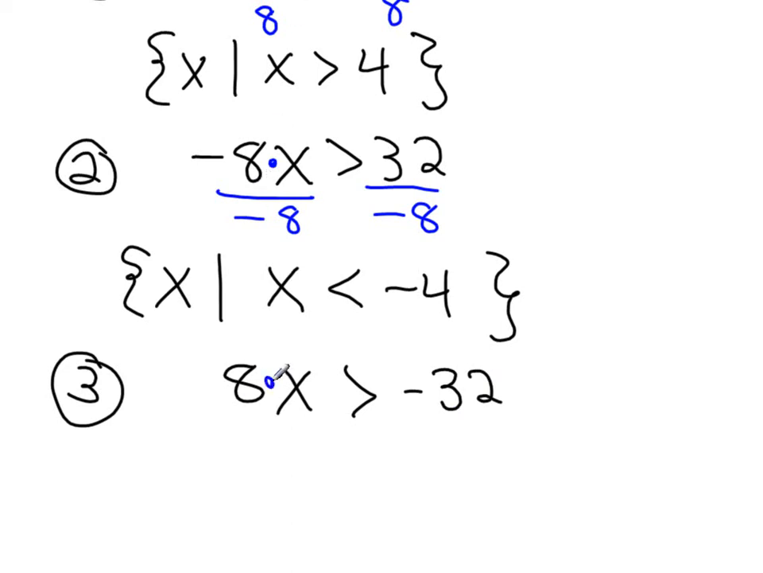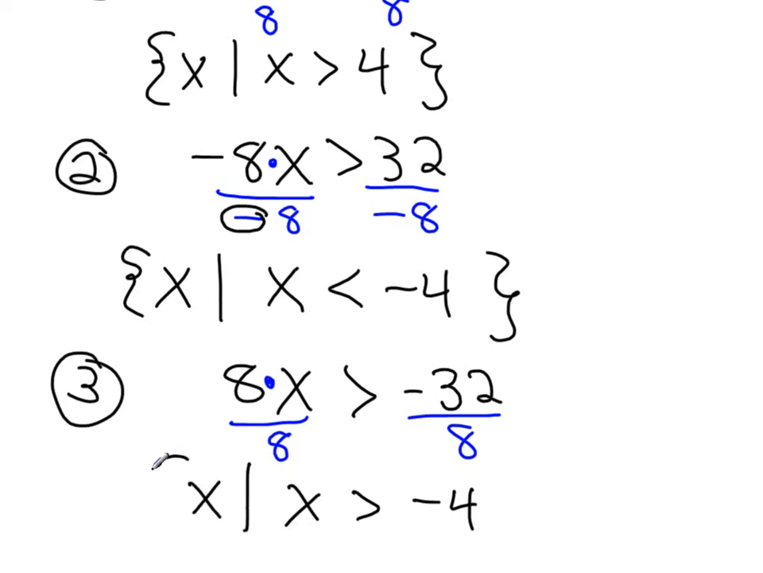Alright, so we have 8 times x. So in order to undo it, we divide by 8. And what we do to one side, we have to do to the other. Now, did I divide or multiply by a negative? No. So I don't have to mess with it. Don't flip the inequality. Sure, there's a negative involved, but it's only if you divide by a negative or multiply by a negative. I did neither, so I leave it alone, and there's my solution.